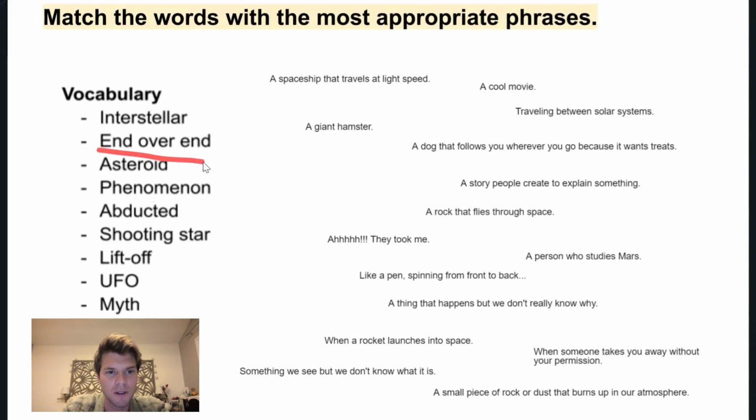This one here, end over end. I think a lot of people have trouble with this, and I want to show you what that means. I'll use this cable here, end over end. So if Oumuamua is spinning end over end in space, it means it's going like that. One end is going over the other end, over the other end, like that.